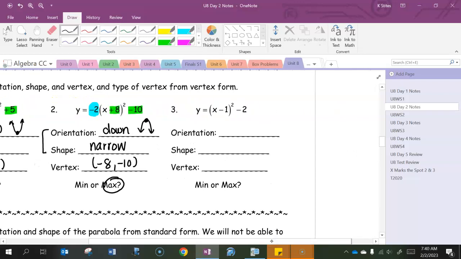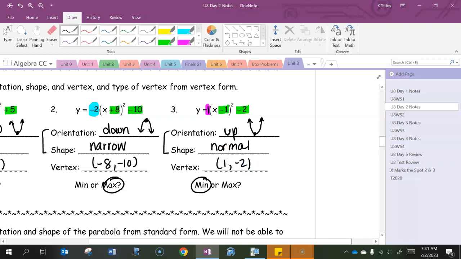All right, one more like this. Orientation and shape, these are your a value. Notice though there's nothing there, so that means it's a 1. It's a positive though, so this means we are orienting up, which looks like this, which means we have a minimum. Shape, since it's a 1, this is normal. And vertex, we are changing the sign, keeping the sign. So that's going to be a 1, -2.